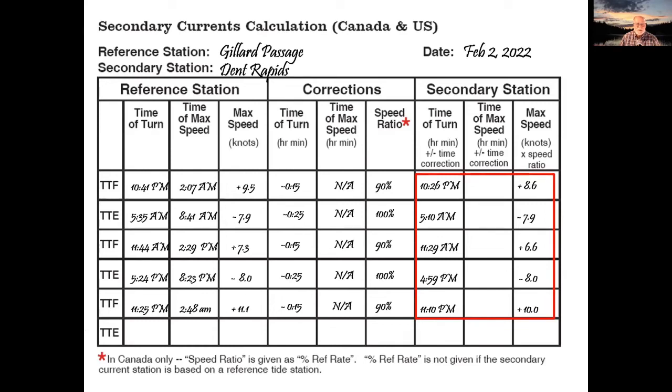So when we add or subtract the correction for the turn to flood or turn to ebb, and we multiply by the speed ratios, then we have our values for Dent Rapids at the secondary station. And you can see that we still have very strong currents at certain times of day. But these times here are the slacks. This is when we should go through. We don't have a time for the time of maximum speed, but we do have an indication of what the maximum speed is.